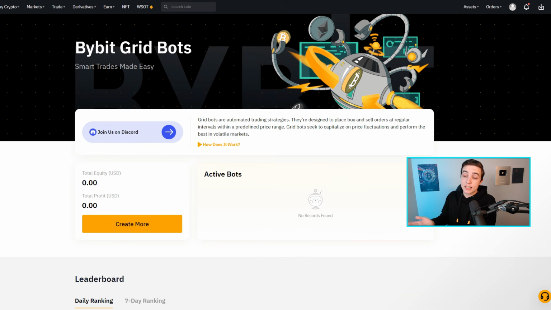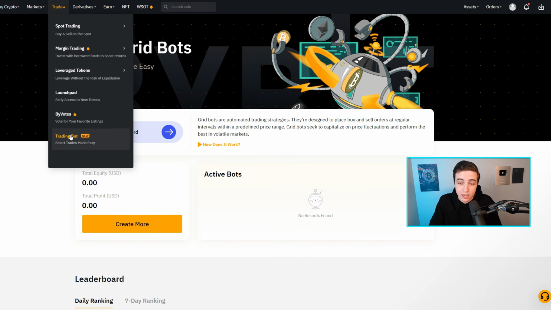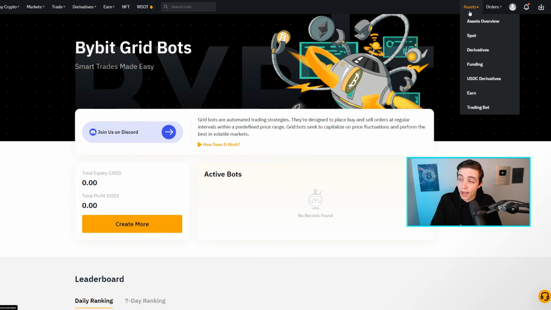And in order to get to this page right here, once you're on Bybit, you simply come up towards the top of the screen up to this trade menu and then go down to trading bot and click that right there. And that gets you to this page. Or you can come up here and hover over assets to see all of the money that's in your Bybit account altogether.